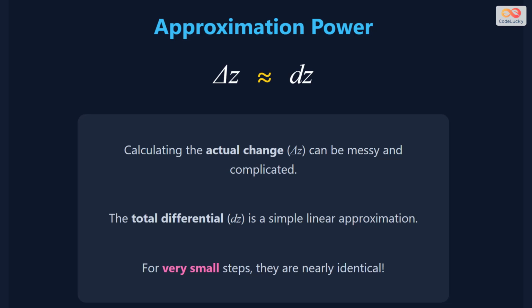Why do we care? Because calculating the exact change in a complex function can be very difficult. The total differential gives us a quick, easy way to approximate that change. For very small steps, the difference between the approximation dz and the actual change delta z is negligible.